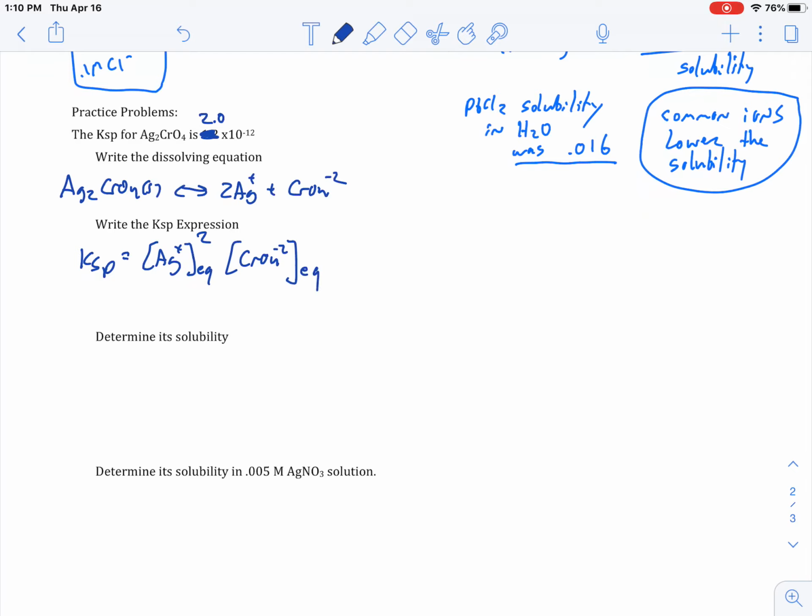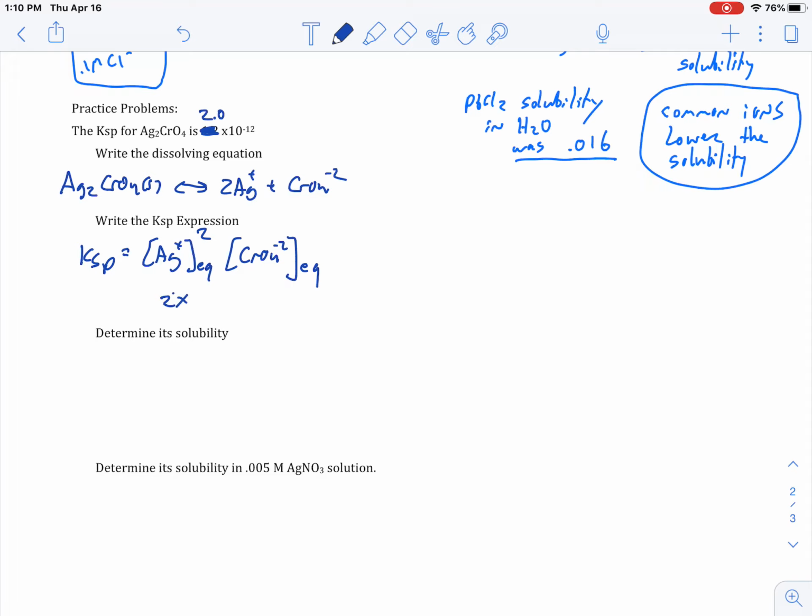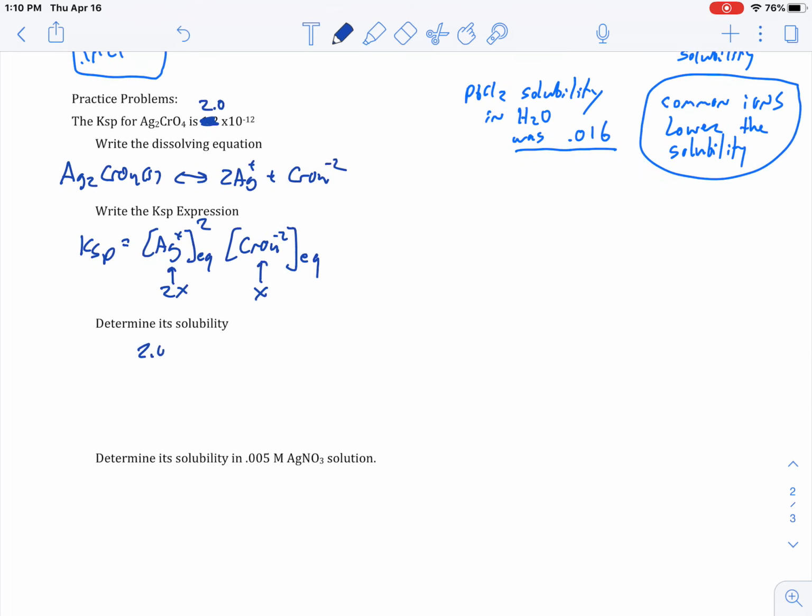What is its solubility? All right, well, we're going to have 2x for silver and x for chromate, because there's twice as much silver ion as chromate. So what that means then is the 2 times 10 to the minus 12 is equal to quantity 2x, quantity squared, times x. X is our solubility. Let's solve for that.